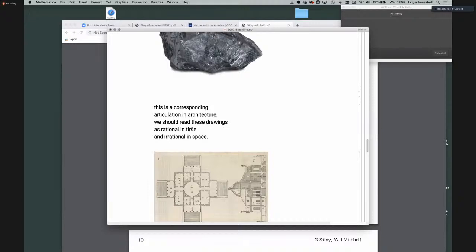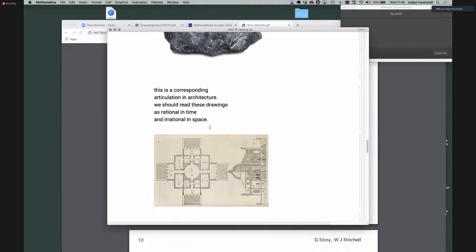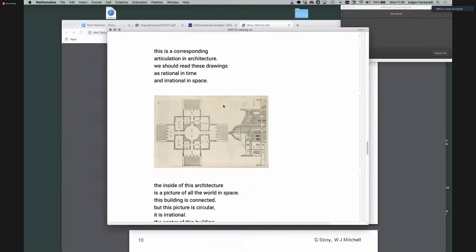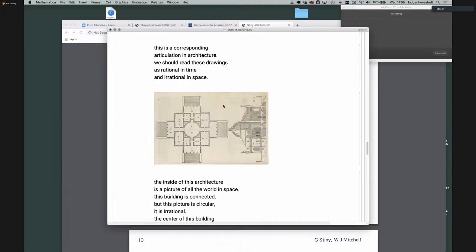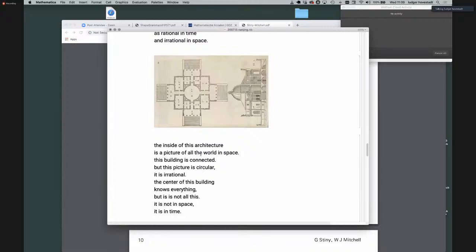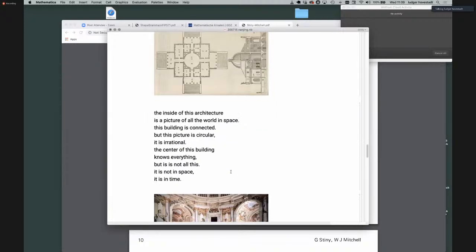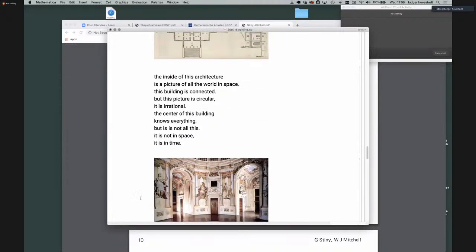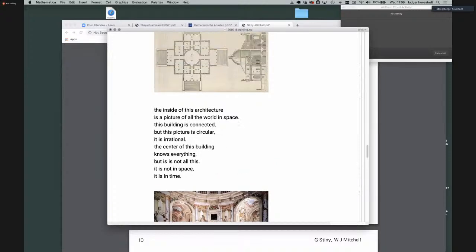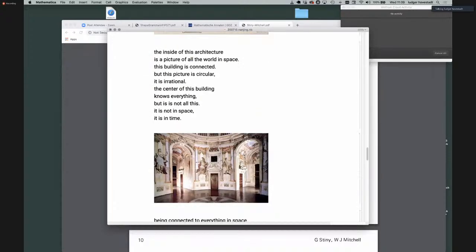We should read these drawings as rational in time and irrational in space. These are the architecture of that. The inside of this architecture is a picture of all the world in space. So the old world, this building is connected. So this is all the world, the old world. This is irrational, that's the lost old world here. But this picture is circular, it's irrational, the center of this building knows everything, but it's not all of this. It is not in space, it is in time.